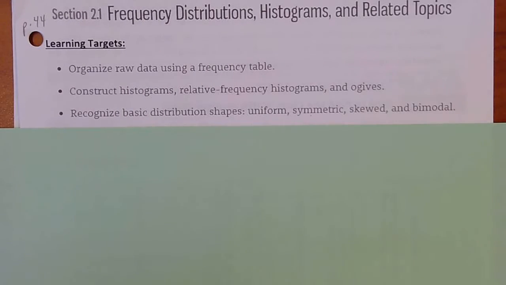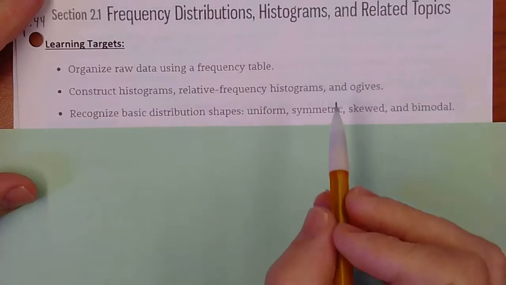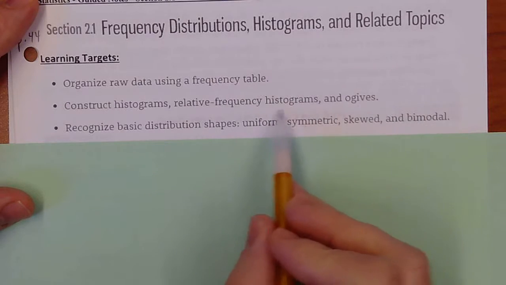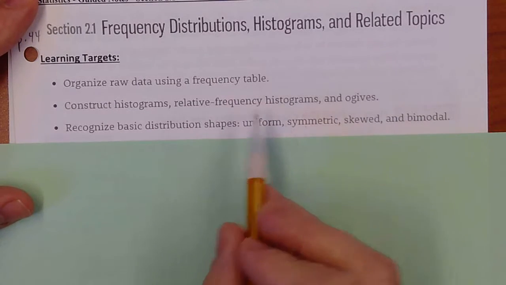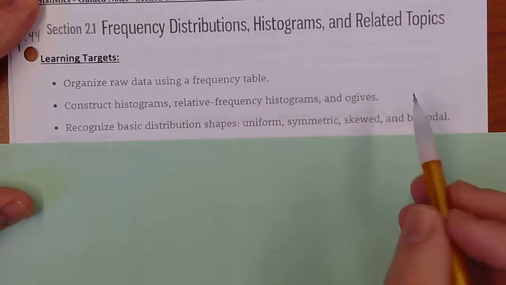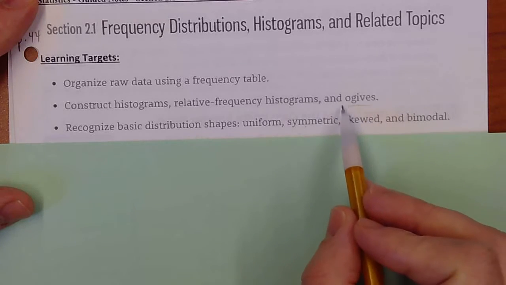Okay, section 2.1, day 2. We're going to wrap this up today. We left off going over frequency histograms and relative frequency histograms. We did not get to ogives.